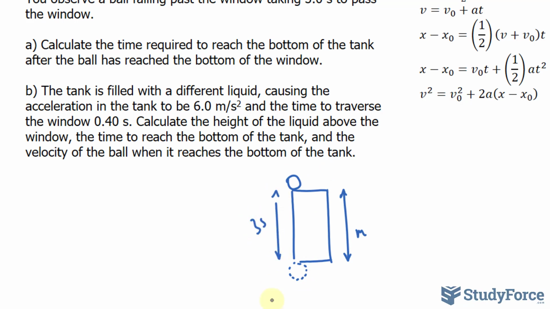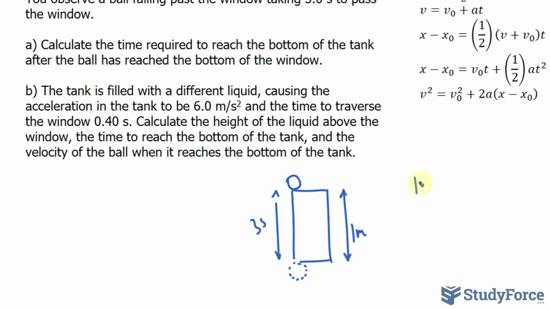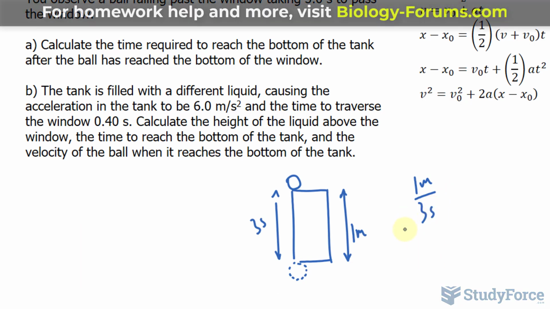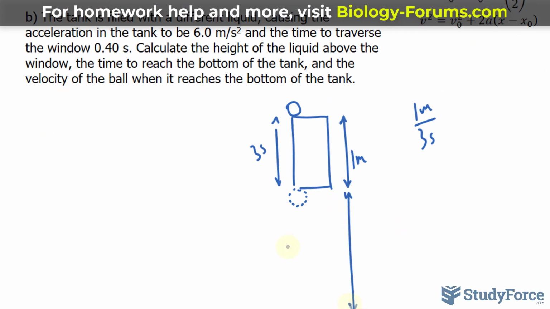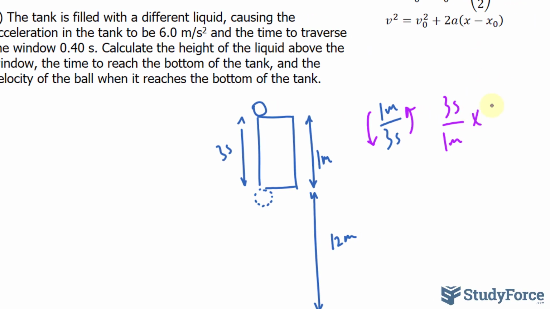To find the speed, you take the distance and divide it by the time. The distance is 1 meter divided by the time of 3 seconds. Now, they're asking for the time it takes for the ball to reach 12 meters down. So if the speed from here to here is 1/3 meters per second, and there are how many more? 12 meters down. All you do is take this rate, right now it is meters per second, and you make it 3 seconds per 1 meter. And you multiply it then by 12 meters.